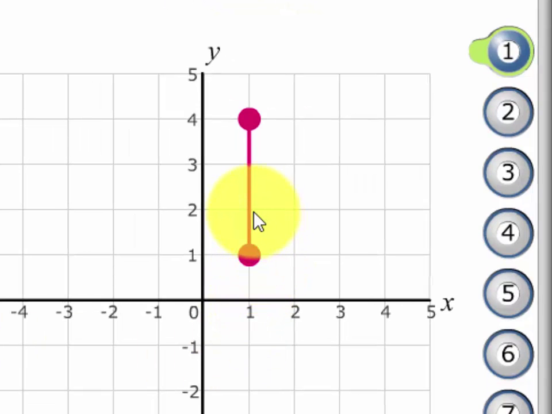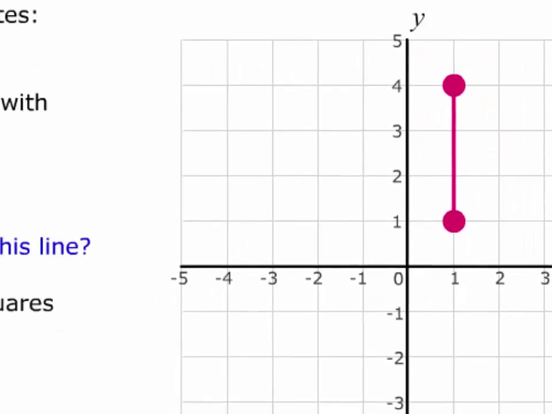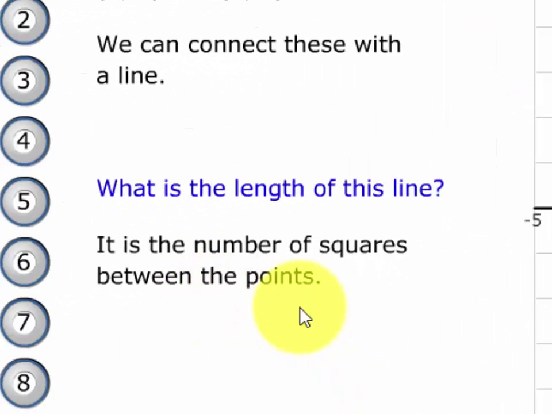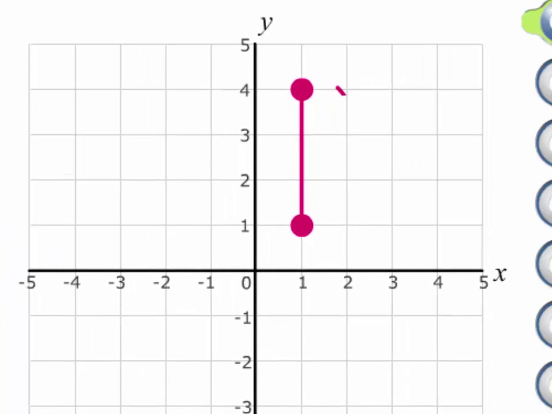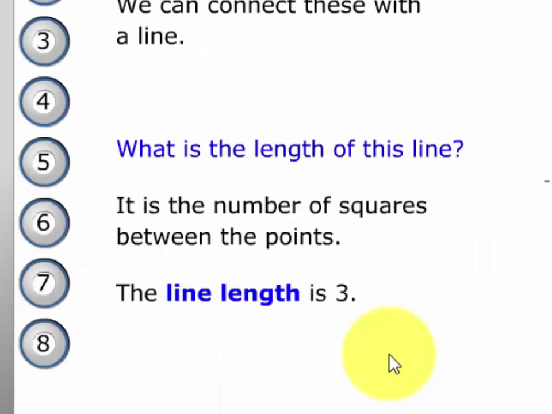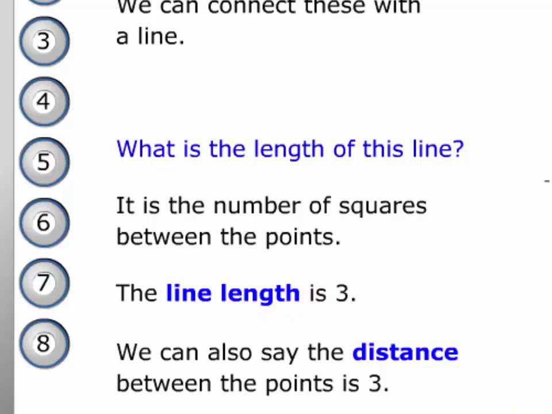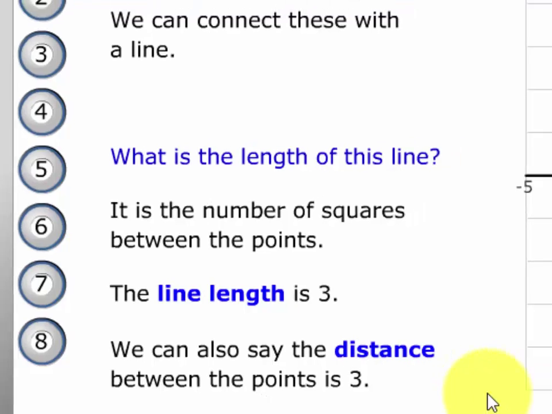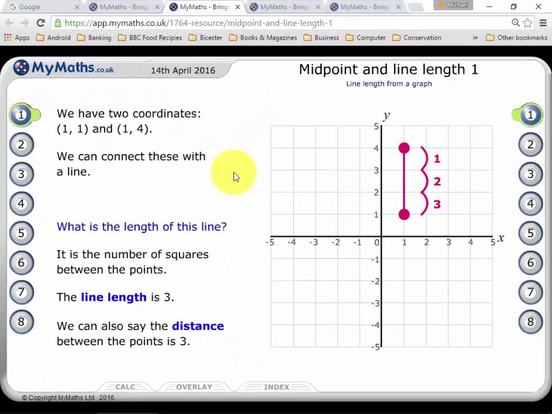Well, it's going up 1, 2, 3 units. Let's have a look. It's the number of squares between the points. It's coming down, but it's the same thing. 1, 2 and 3. Click on next. So the line length is 3. Click on next. We can also say that the distance between the points is 3. Seems fairly straightforward, yes? So let's move on to stage 2.